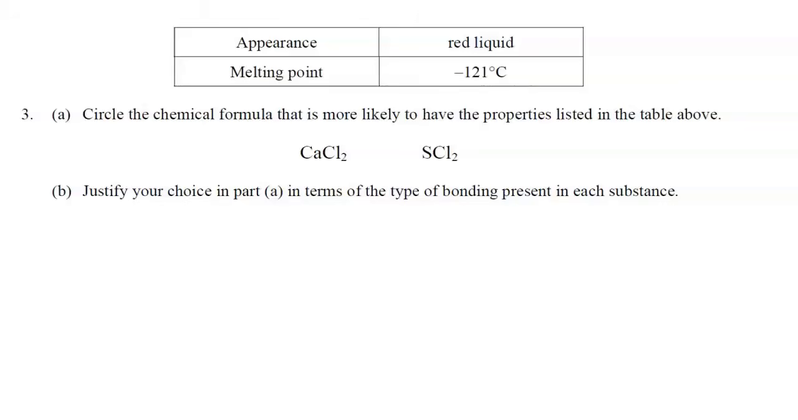So one of the things you should notice right away in comparing these two chemical formulas is that calcium chloride contains a metal and a nonmetal, whereas sulfur dichloride contains two nonmetals. So we can already tell that calcium chloride is likely to be an ionic substance, again, metal and nonmetal, whereas sulfur dichloride would tend to be a covalent or molecular substance because it contains two nonmetals.